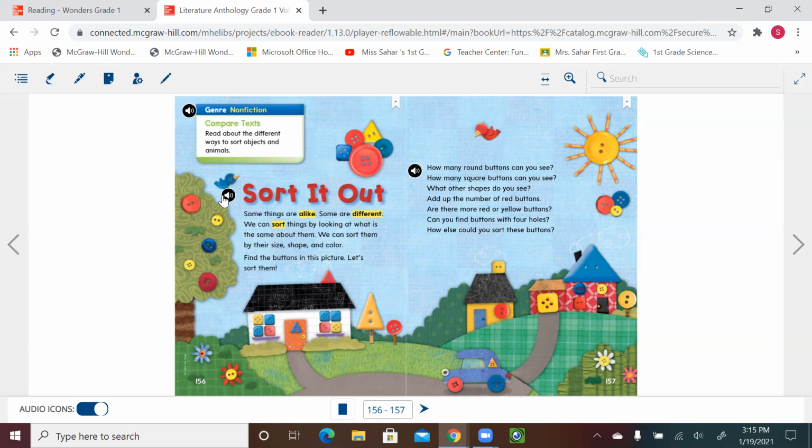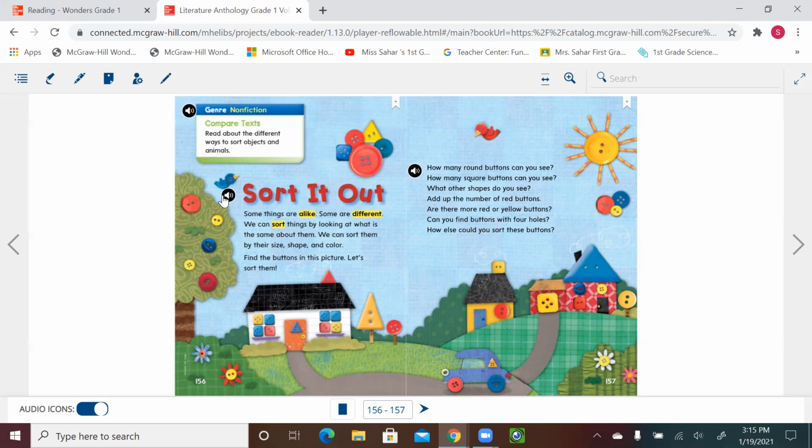So categorize or classify or sort means you put them in groups that look alike. You will say, this is all my red buttons. That means they come in different sizes and shapes, but they are all red. Or you're going to say, this is all my triangle buttons. They come in different colors and sizes, but they are all triangle shaped. So in this lesson, we will be categorizing the buttons.